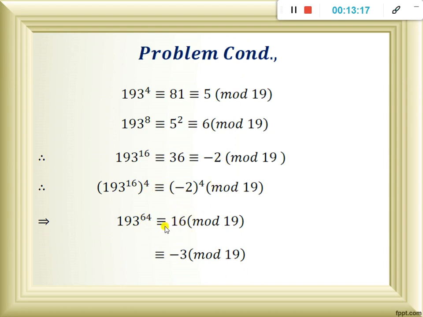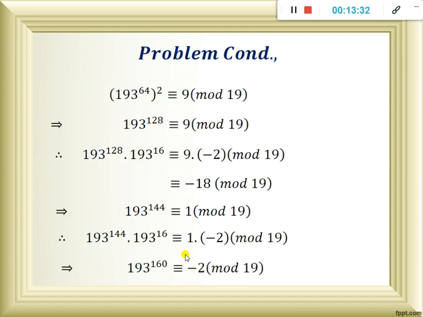Again here I am getting a larger value. My intention is that the remainder is a single digit. Even if I feel very comfortable, the remainder is 1 or -1. So that is the reason I am subtracting here. 16 minus 19 becomes -3, right?